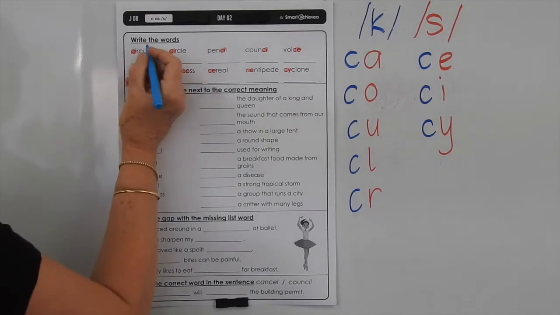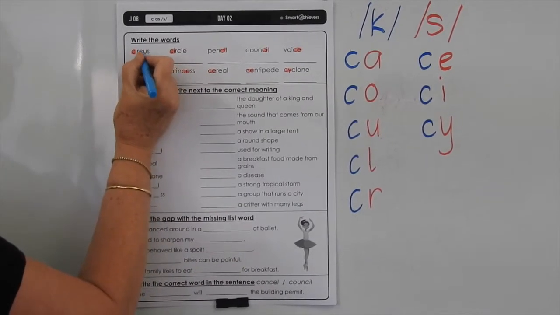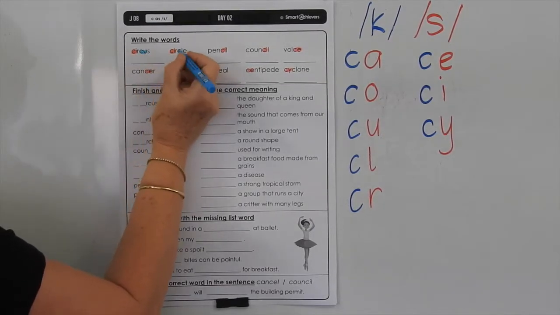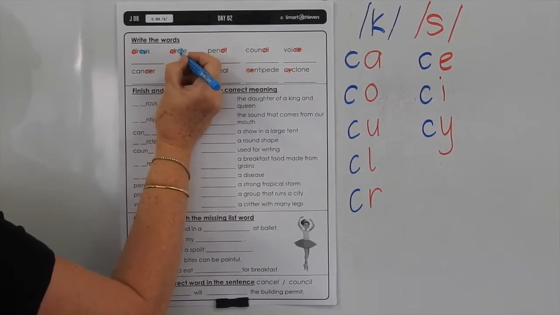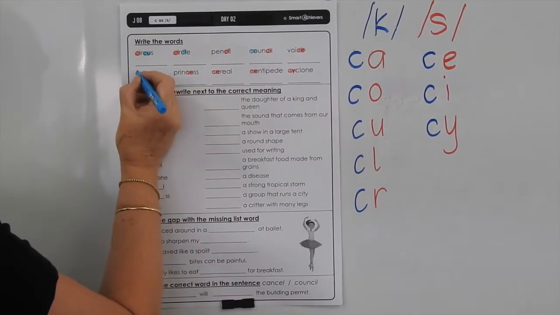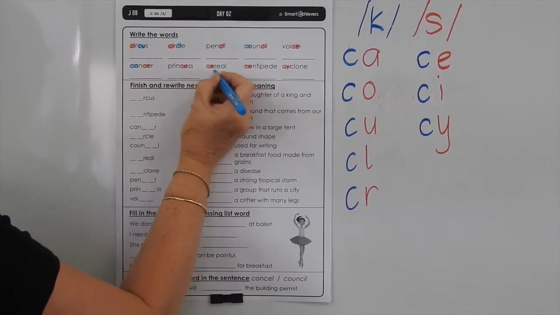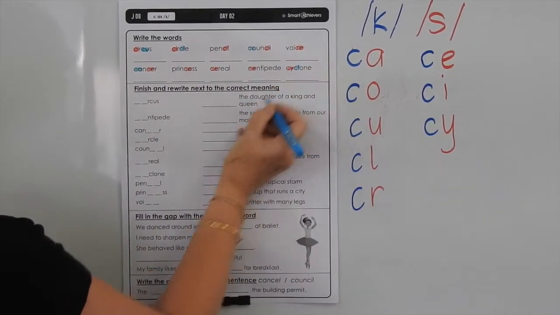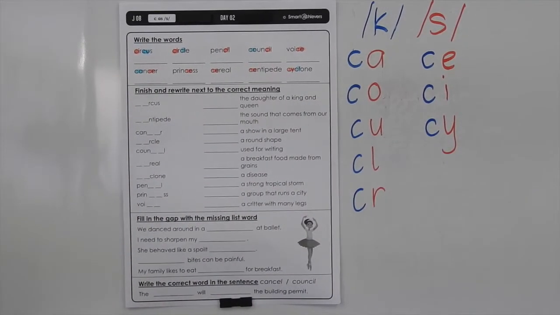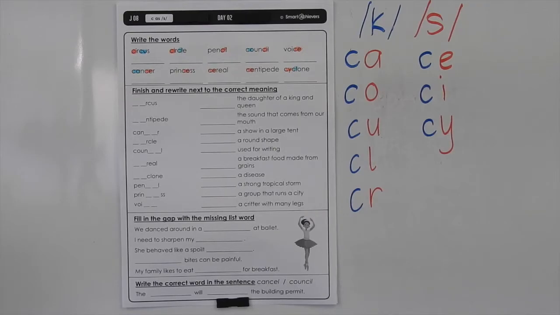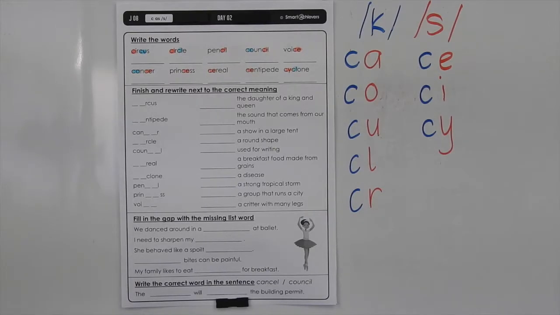So I've got circus, so I've got the C followed by U, so that makes the C say its hard sound K. The C is followed by an L, there's another C followed by an O, C is followed by an A, and C is followed by an L. Now we do have some other things to revise in this list too, so pull out another colour and let's have a look at what else we've got.